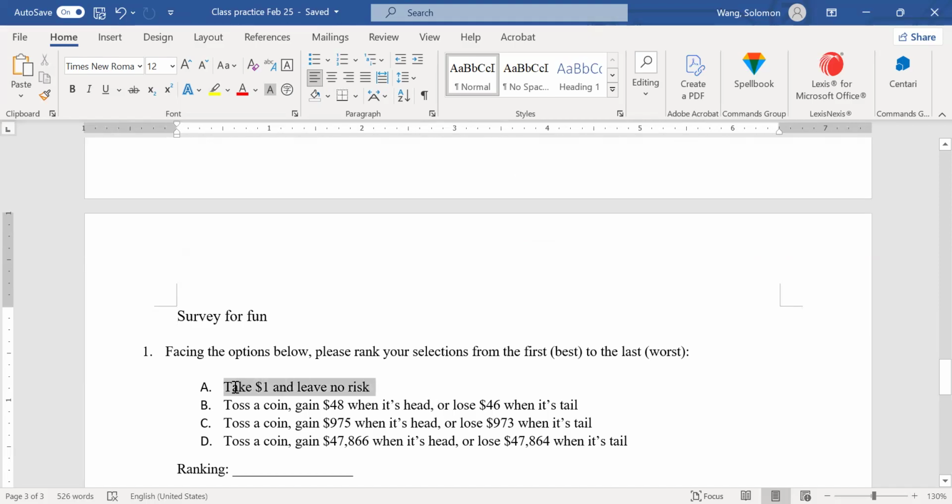Option A, you just get $1 and leave with no risk. Option B, toss a coin, you will get $48 if it's a head, and you will lose $46 when it's tail. And C, your bets are bigger. So which one should you select?